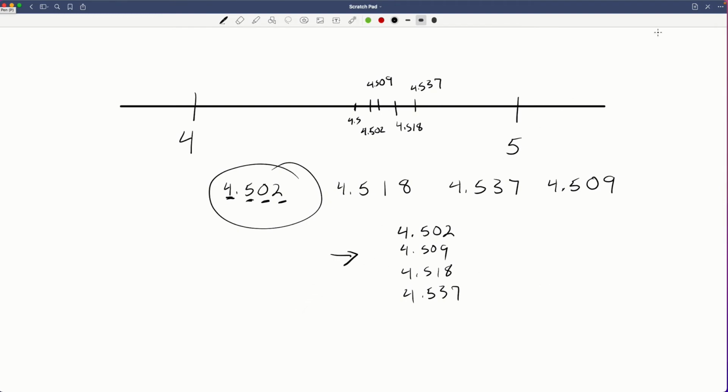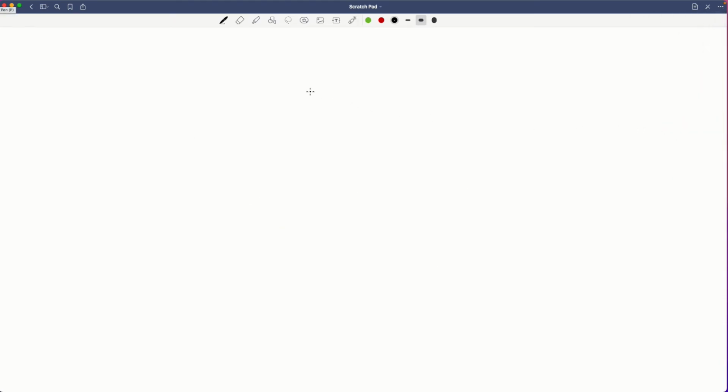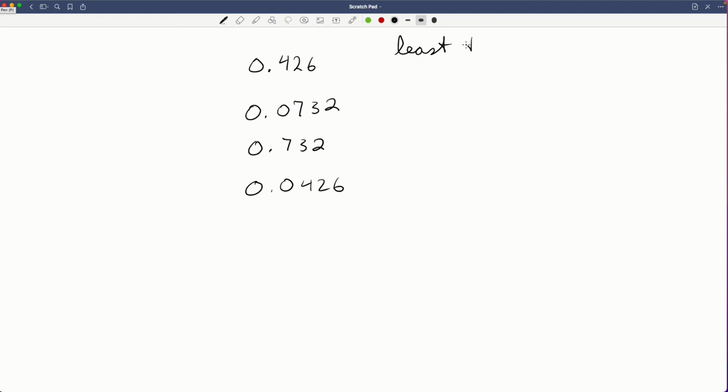All right, so let me give you some numbers here. So let's put these numbers in order. So let's look at them. First of all, we want to start with the smallest number. We want to go from least to greatest. Those are our instructions, and this is example 8.5. So I'm just going to circle them and move them around.